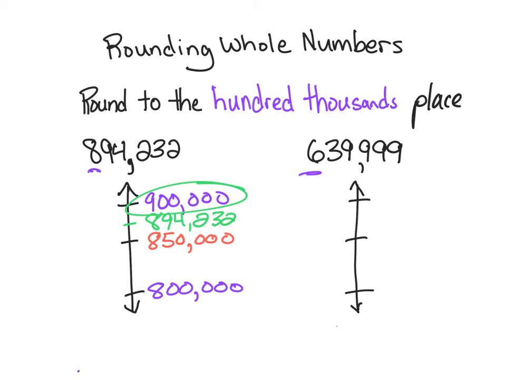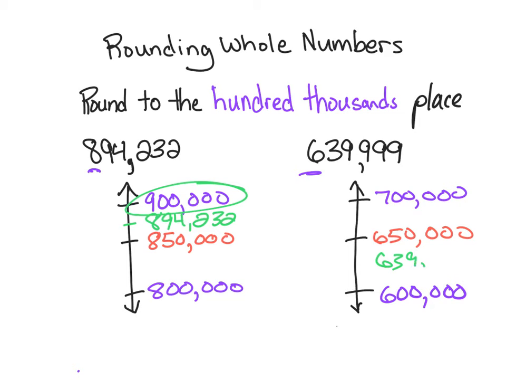In the next one, the 6 is in the hundred thousands place. So we write 600,000 on the bottom. That is our low. Our high would be then 700,000. Halfway between those two numbers would be 650,000. Now, is 639,999 bigger or smaller than 650,000? It is, of course, smaller. So we would put it in here. And we can see that this one would round to 600,000.